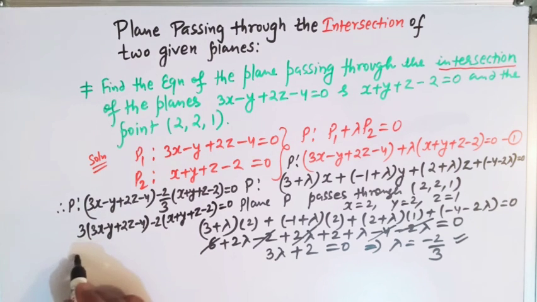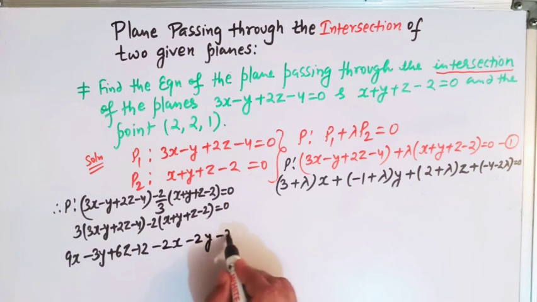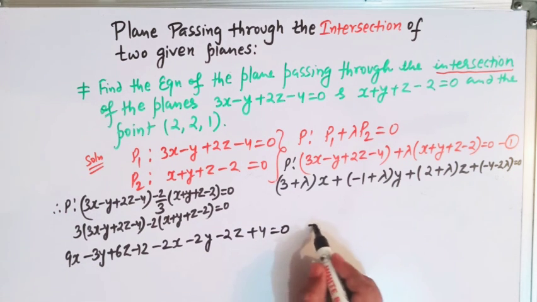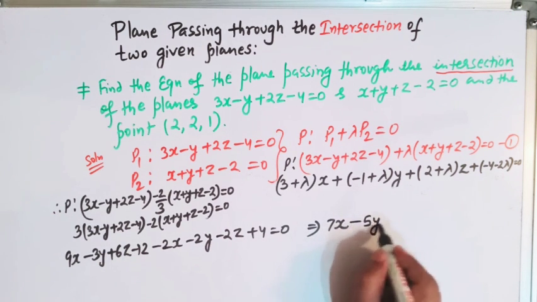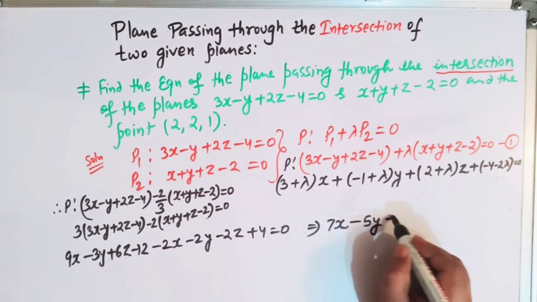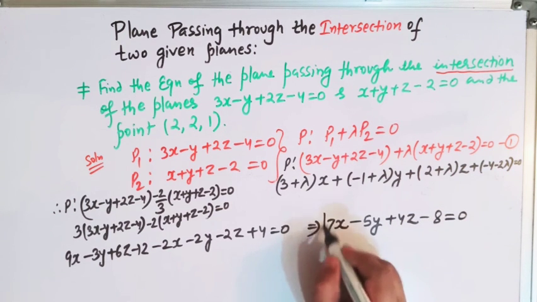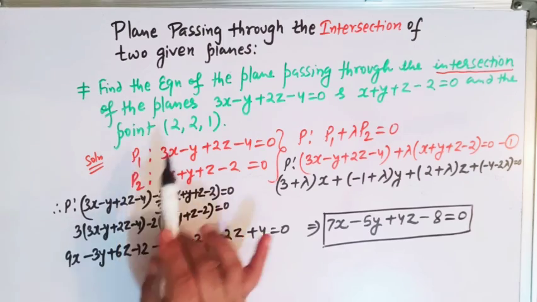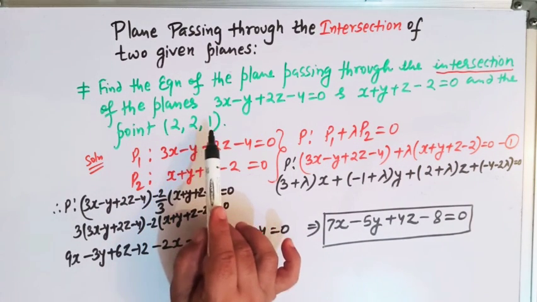So this is 3 times 3x, 9x, we have minus 3y, then we have 6z minus 12, and then we have minus 2x minus 2y minus 2z plus 4 equal to 0. Simplifying this expression, we get 9x minus 2x is 7x, minus 3y and minus 2y is minus 5y, and 6z minus 2z is 4z, and minus 12 plus 4 is minus 8 equal to 0. So this is the required equation of the plane which passes through the intersection of these two planes and passing through the point (2, 2, 1), right?